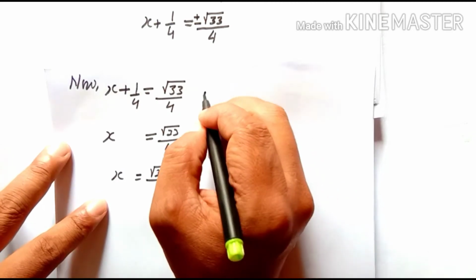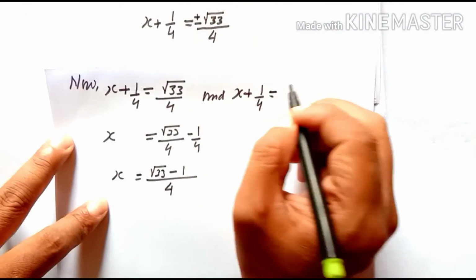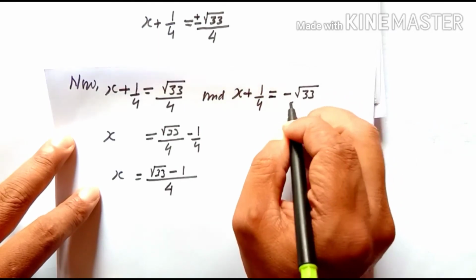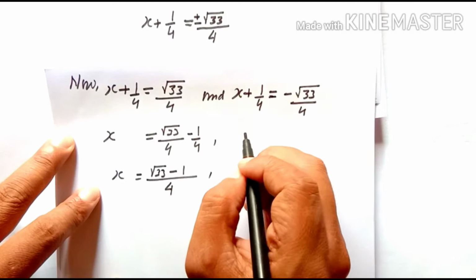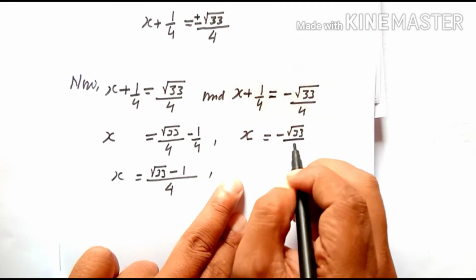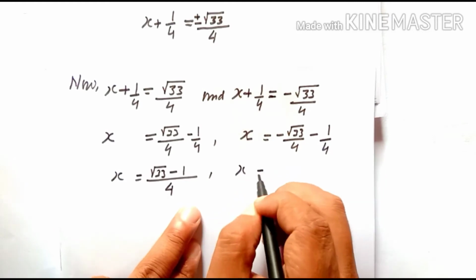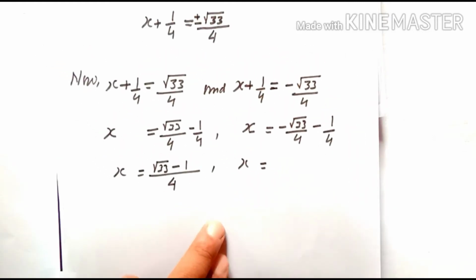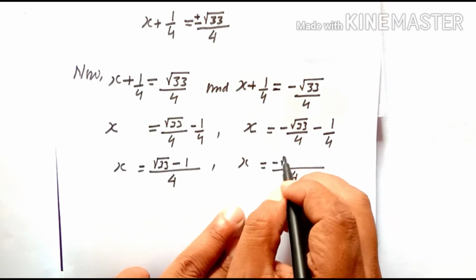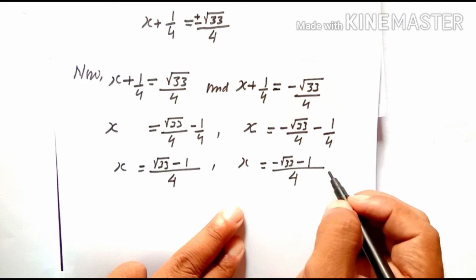Similarly, the second part: x plus 1/4 equals, now we are left with negative, so negative root of 33 divided by 4. After that, I need the value of x equals negative root 33 upon 4. Positive changes to negative 1/4. Now x equals, take LCM here. The LCM will be again 4. So it will be 4. After that, root of 33 minus 1. So again, irrational and rational can be subtracted.